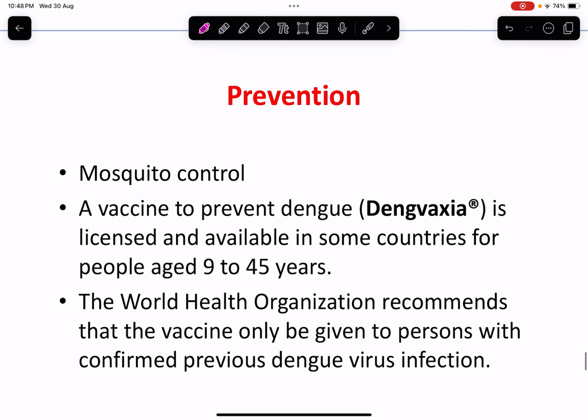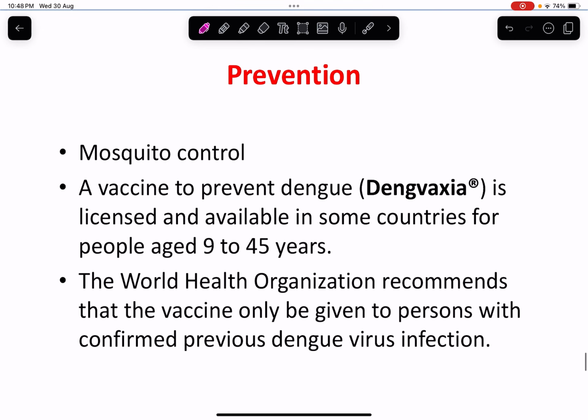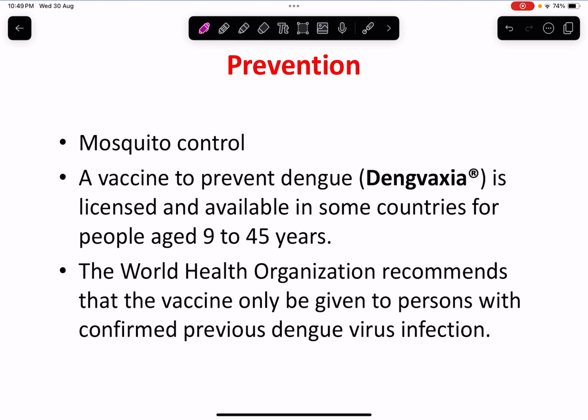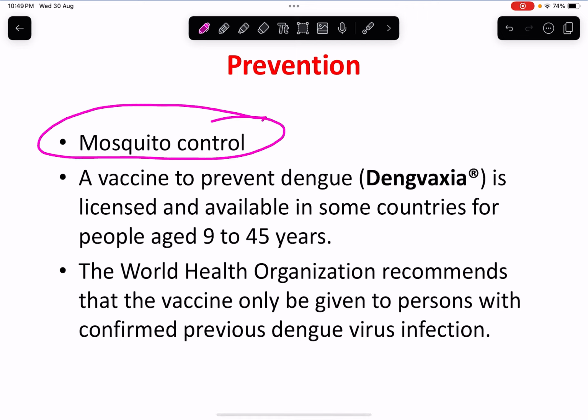Lastly, prevention. We always know that prevention is better than cure. So we really need to prevent dengue infection. So how can we prevent dengue infection? The first and foremost thing we can do is mosquito control. We can use mosquito repellents. We should try to avoid the mosquito bites.